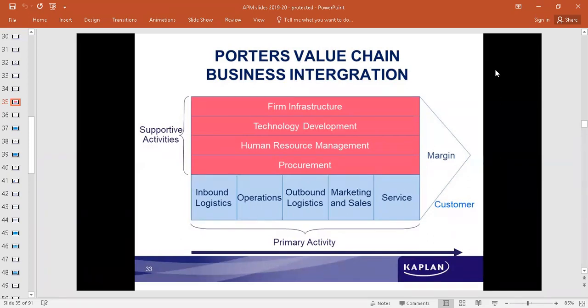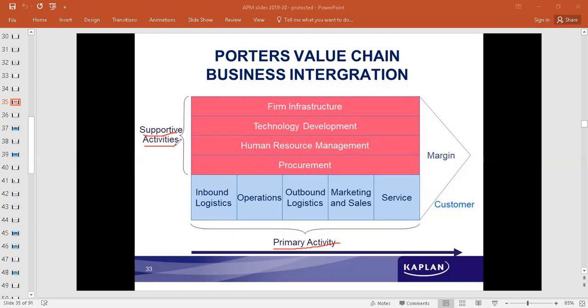model, wherein Porter, while explaining the organization, has divided the organization into two parts based on the activities that are taken up. The first set of activities are called primary activities, and for these primary activities to be carried on, there are certain other supportive activities. So first, let's look into the primary activities. Now, this kind of model is applicable only for manufacturing businesses.